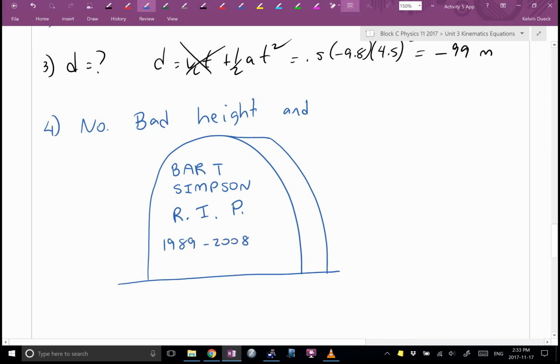Right? Or whenever that clip was, I think it was from around 2008 where I stole that. You can just say Bart would be dead, but if you want to get artistic and dramatic, you can draw the little tombstone.